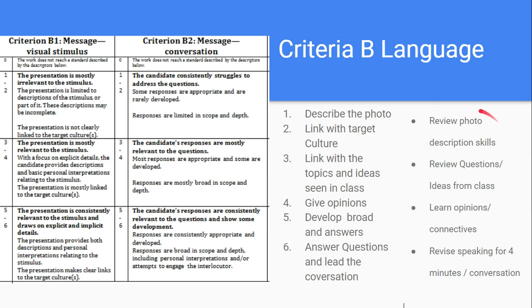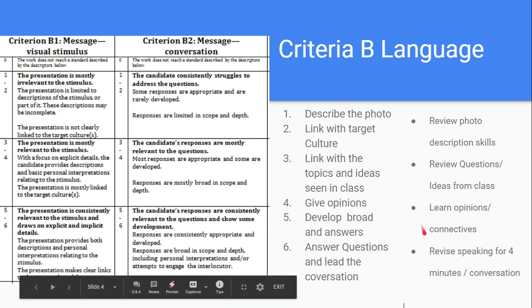You need to know how to describe a photo, because that's absolutely crucial. Review questions and ideas from the class. We've already kind of mentioned this. And learn opinions and connectives, and train yourself to try to use them as much as possible. We're not talking about grammar here, but we're also talking about articulating your ideas.